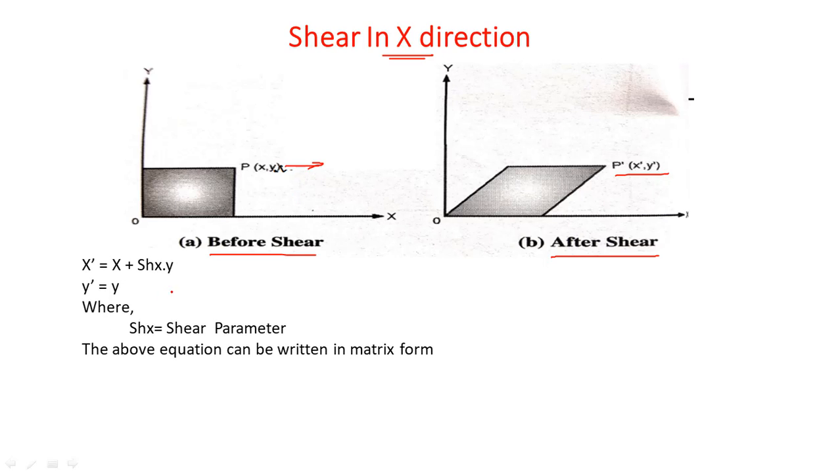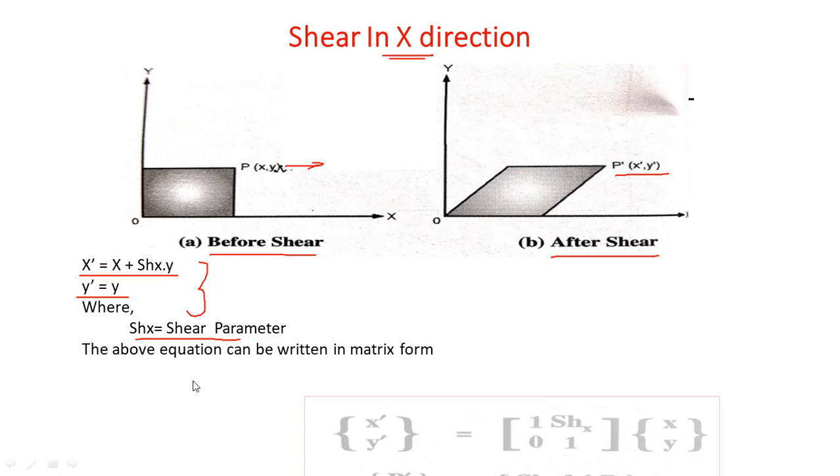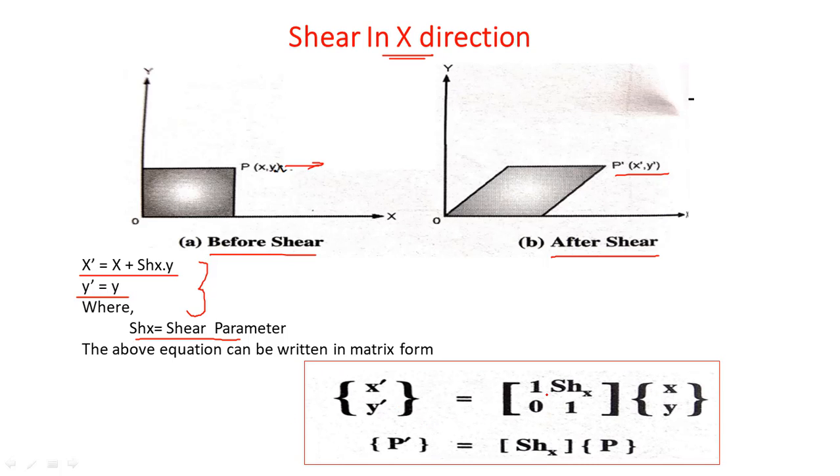In this case we can write the equation in mathematical form: x dash is equal to x plus shx into y, and y dash is equal to y because there is no change in y direction. Where shx is the shear parameter, and this above equation we can write in matrix form: x dash y dash is equal to 1 shx 0 1 times x y. So p dash is equal to Shx into p, where Shx is the shear matrix. So this is shear in x direction. The mathematical form you can write in this way.